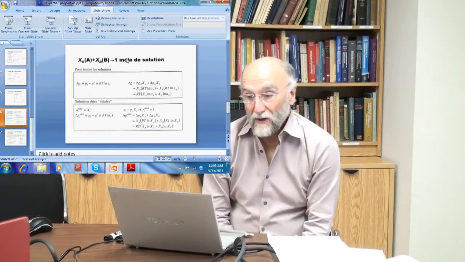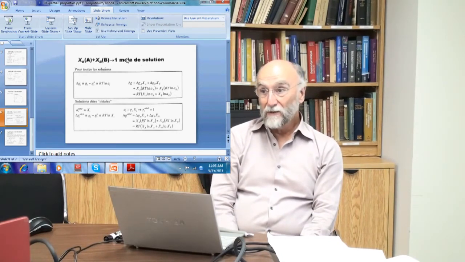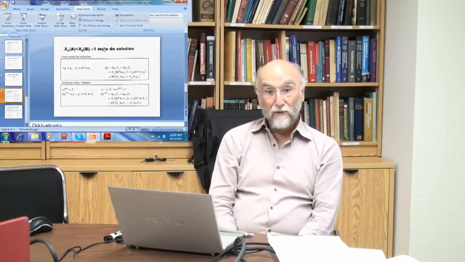Just because the integral Gibbs energy is negative doesn't necessarily mean both partials will be negative. You can actually have a solution in which the balance differs.